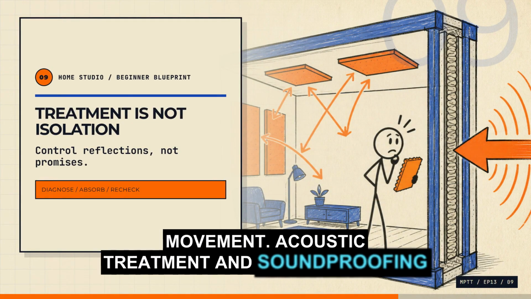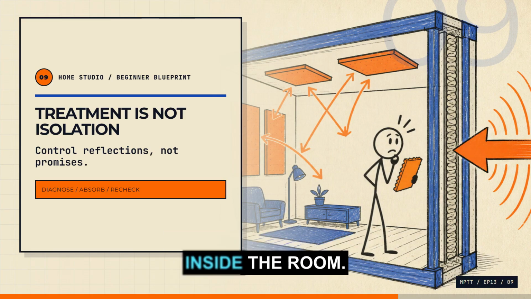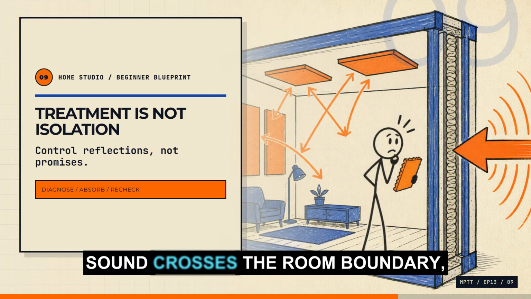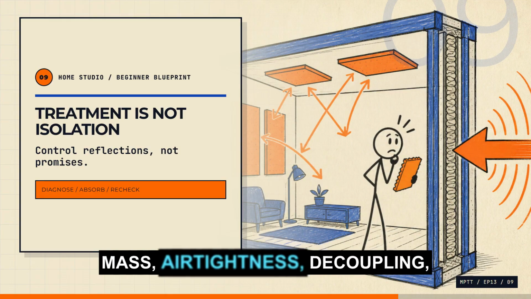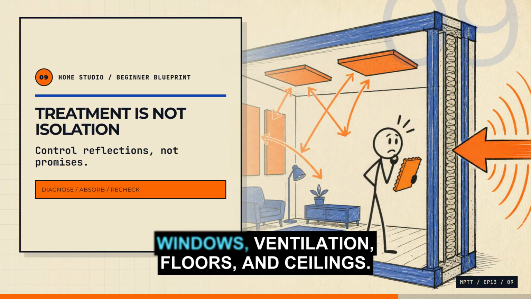Acoustic treatment and soundproofing are not synonyms. Treatment changes what sound does inside the room. Sound isolation reduces how much sound crosses the room boundary and usually requires construction, mass, airtightness, decoupling, and attention to doors, windows, ventilation, floors, and ceilings.